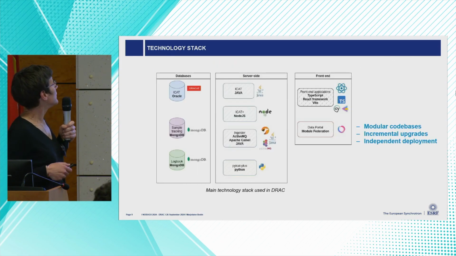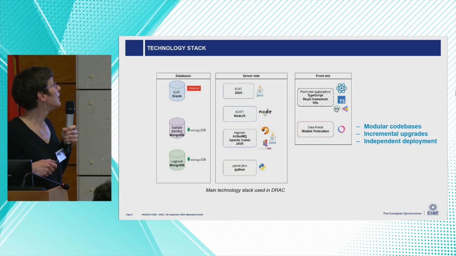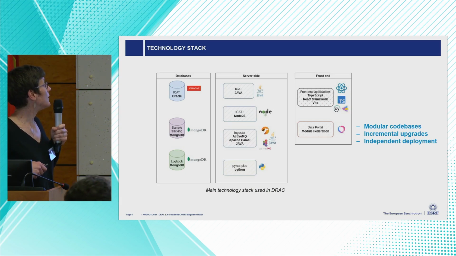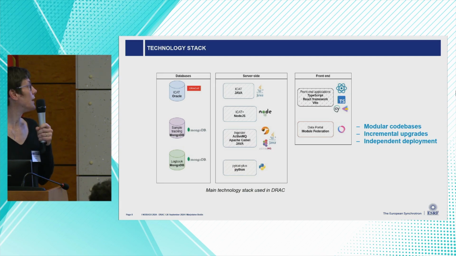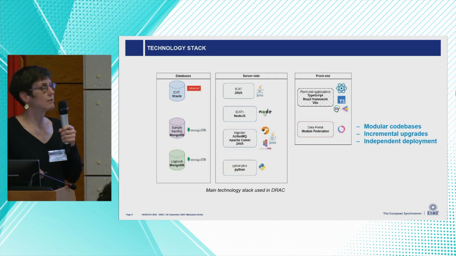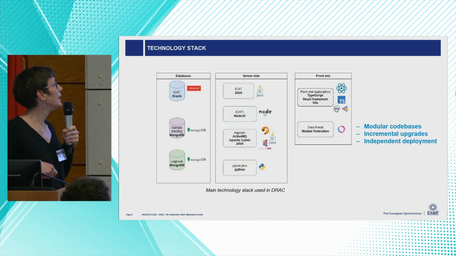The main technology stack, so we have an ICAT Oracle database, and we are using MongoDB for sample tracking and logbook. ICAT is developed in Java. ICAT Plus is a Node.js application. The ingester relies on the message broker ActiveMQ and Apache Camel. So it's developed in Java, and we are utilizing a Python library.